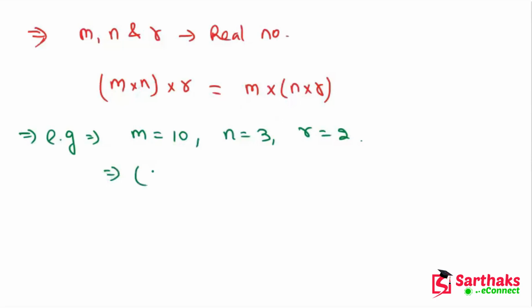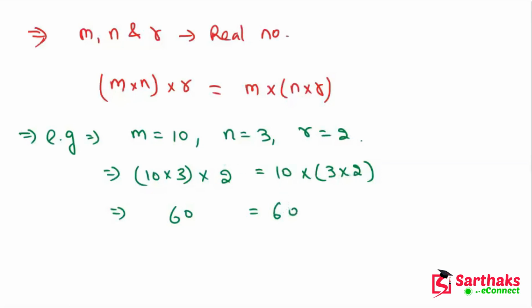First of all we have to multiply 10 into 3, then we have to multiply with 2. Now in the second case, first we are multiplying 3 into 2 and then we are multiplying the 10. So now what do we get? 10 into 3 is 30. 30 into 2 is 60. Now in this case 3 into 2 is 6, and 6 into 10 is 60. So my dear friends, this is same. So this is the associative property for multiplication. I hope my dear friends you understand these things.